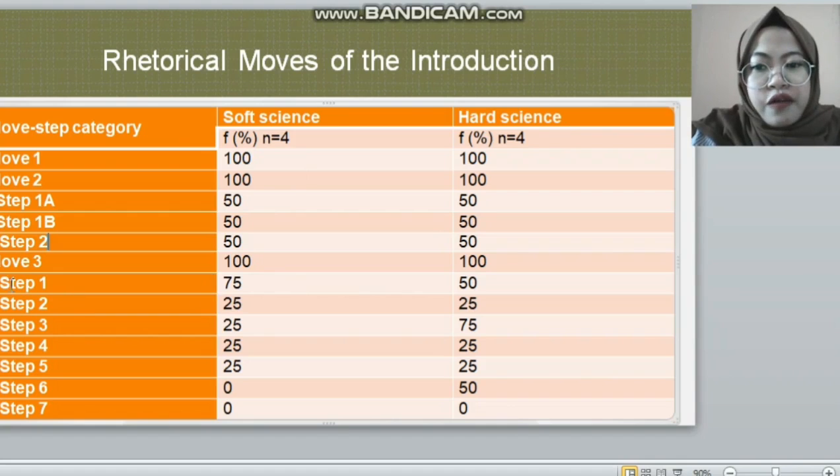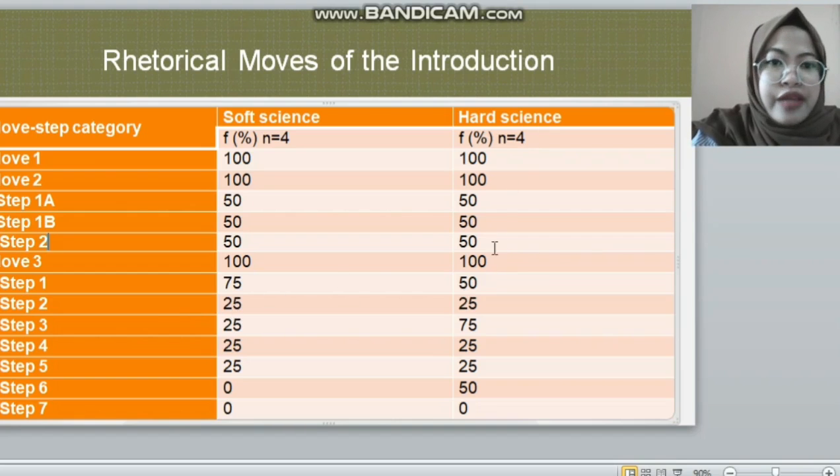And then for the steps in move 3, for the soft science, step 1 contains 75%, slightly higher than the hard science, which is only 50%. And then for step 2, for the soft science, it's only 25%. It's the same with the hard science.